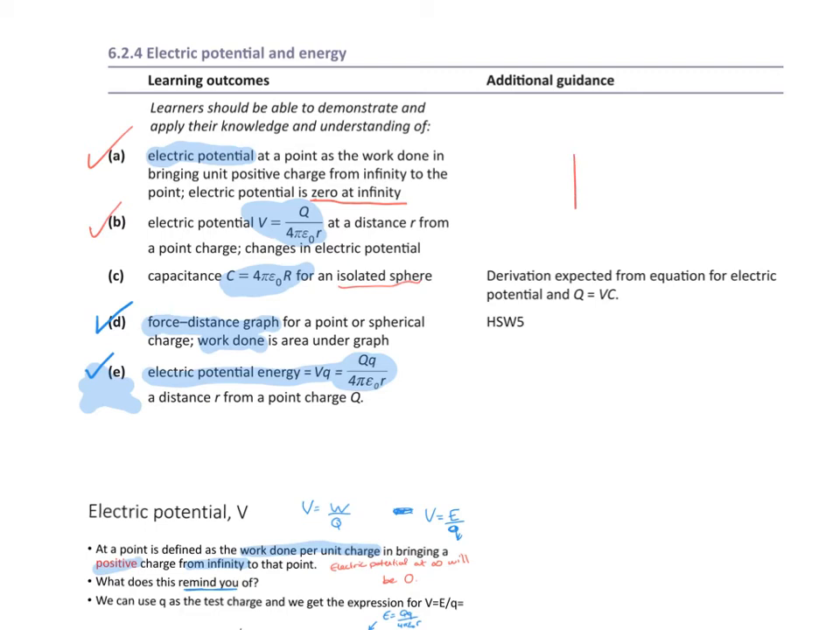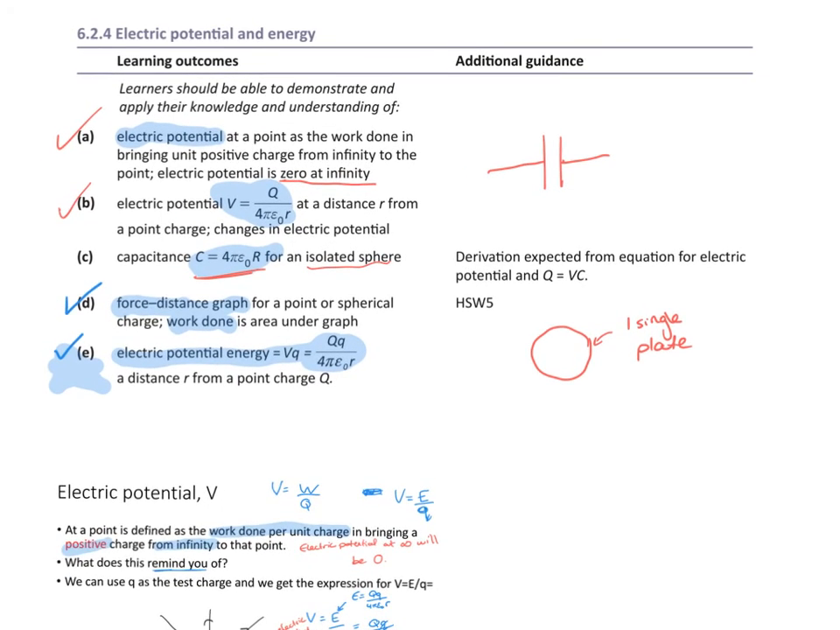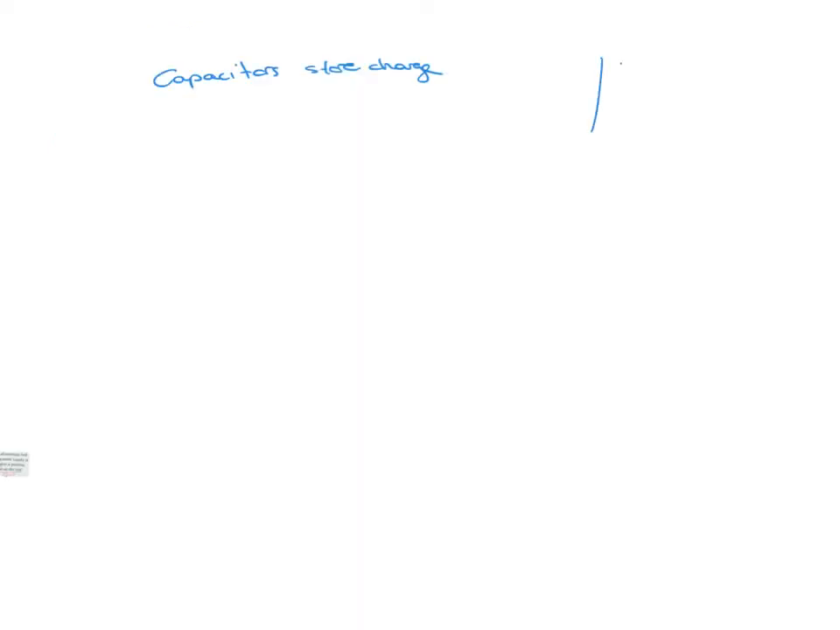So we're already used to talking about and calculating capacitance between two parallel plates. In this case, we're only going to look at an isolated sphere, which is basically looking at just one single plate. We need to be able to prove this equation. So derivation expected for equation of electric potential, and Q is VC. So we need to be able to derive quite a few of these equations, especially this one as well.